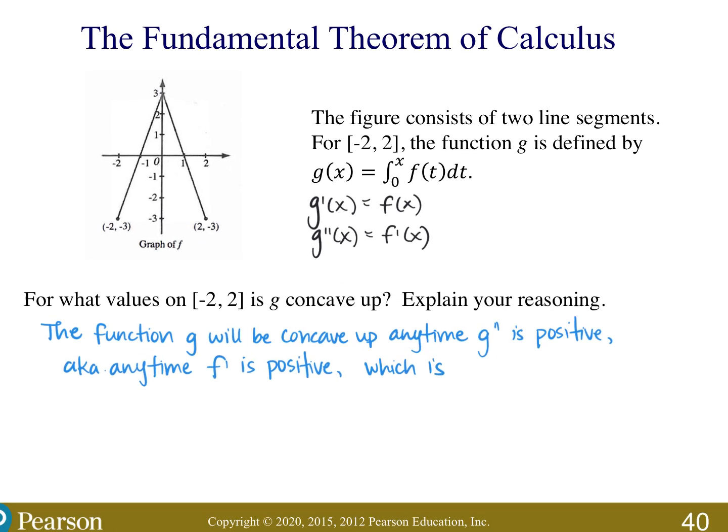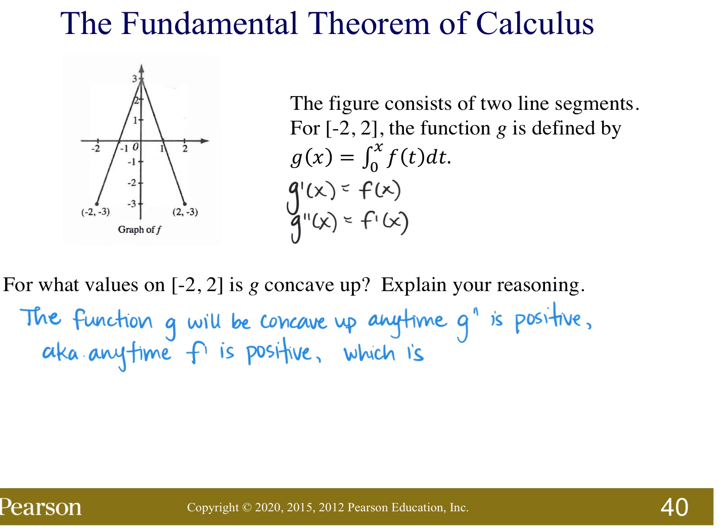All right, hopefully you and your neighbor agreed that f prime would be positive anytime the slope of the graph of f is positive, which is the whole interval from -2 to 0. All right, so hopefully you guys got that.